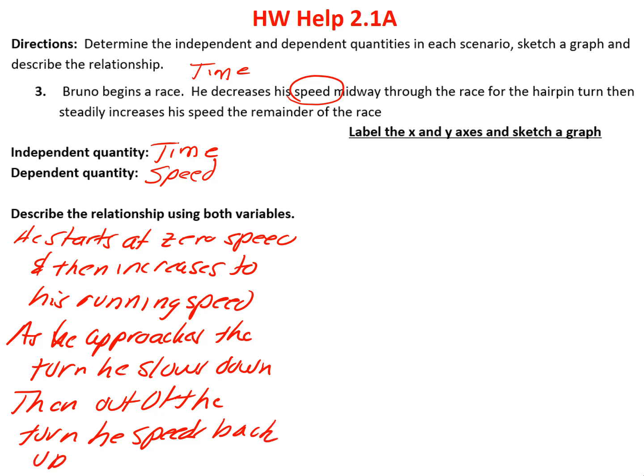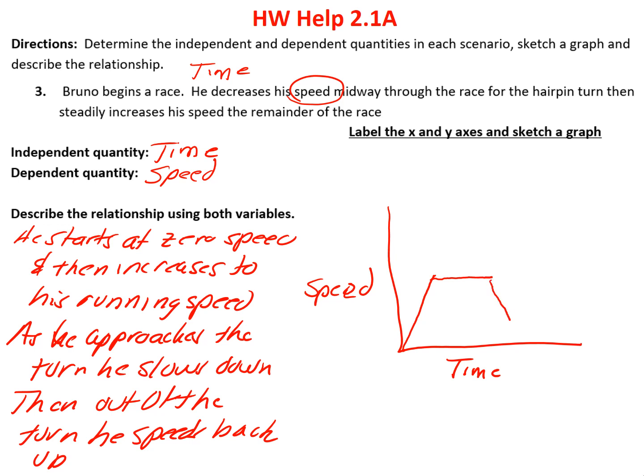Now, how would we graph that? Well, once again, we're going to make time, which is our independent variable, here, and here's our speed. So notice he starts at 0, and he begins immediately to increase till he gets to the speed that he likes to run. And then we're just believing that he continues to run that speed until he reaches a point where he sees a hairpin coming, and so he slows down to a slower speed, makes the turn, and then goes back up to speed and finishes the race at that speed.